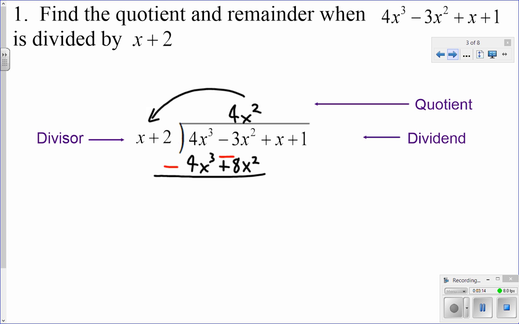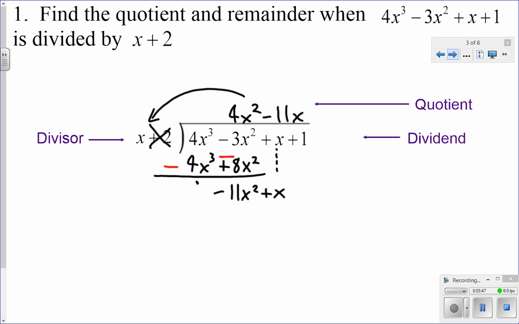Okay. Now from here, 4x cubed minus 4x cubed, that should be 0. If you don't get 0 here, you've done something wrong. Here I get negative 3x squared minus 8x squared. I get a negative 11x squared. Drop down my next term, plus x. Again, I'm going to kind of think about covering up my 2, and I say x times what is a negative 11x squared? Well, that's negative 11x.